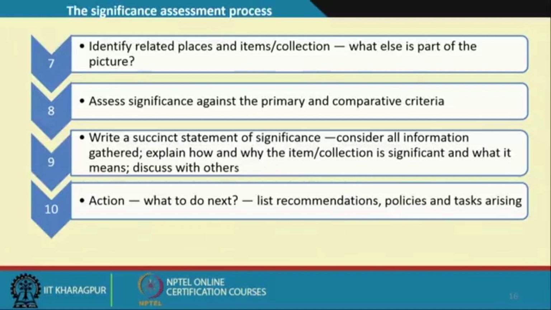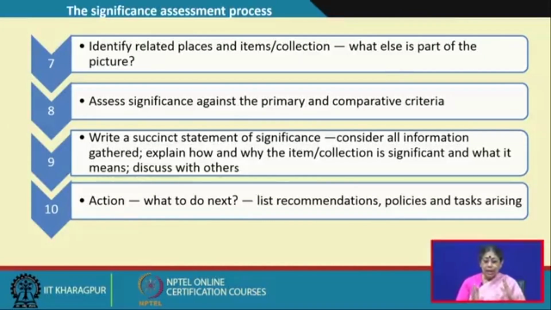After that, in the ninth point, we have to write a succinct statement of significance. This is very important. Consider all the information gathered, and explain how and why the item or collection is significant and what it means, and discuss with others. So, it has to be a very transparent process. And finally, the action, what to do next: list recommendations, policies and tasks arising.